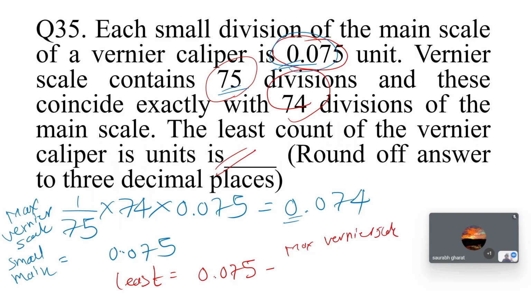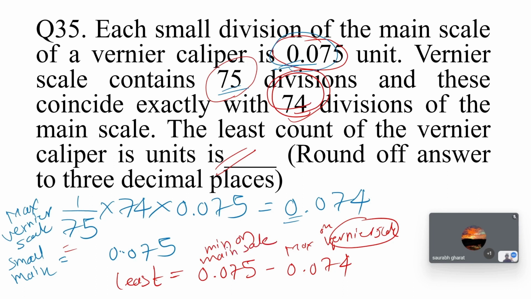From that you get the answer. Why am I taking the maximum? Because if you see, the 75 divisions coincide there. That's why I am going to consider the maximum on the vernier scale, not on the main scale. It is the maximum on the vernier scale, and this is the minimum on the main scale.